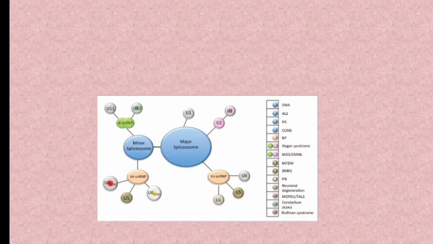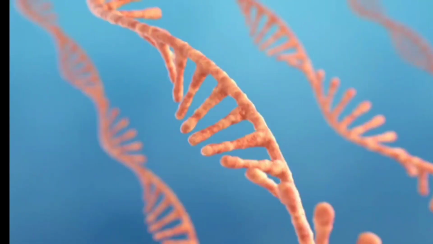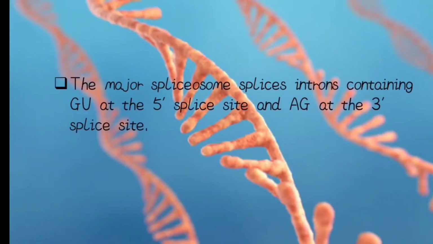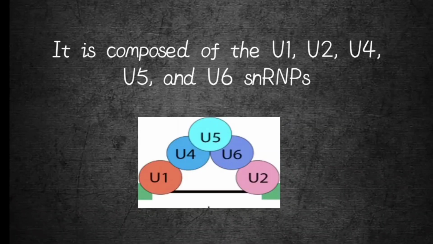Two types of spliceosomes have been identified, major and minor, which contain different types of snRNPs as shown in the figure. The major spliceosome splices introns containing GU at the 5' splice site and AG at the 3' splice site. It is composed of U1, U2, U4, U5 and U6 snRNPs as shown in the figure.